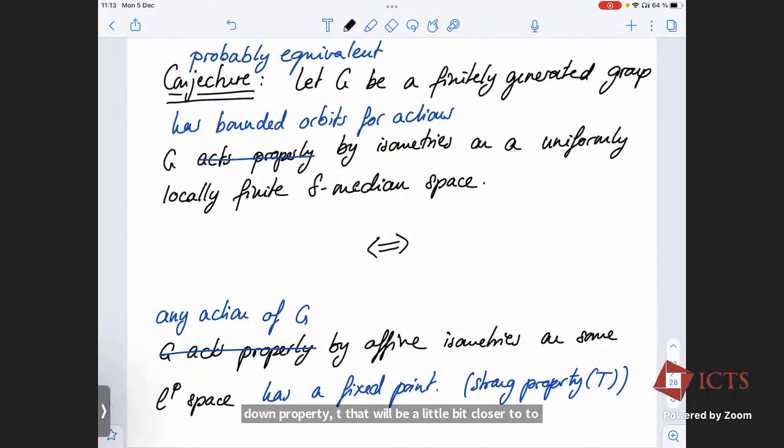So you have a finitely generated group, and it won't admit any action on a uniformly locally finite delta median space, so it has bounded orbits for any action, if and only if it can't act on any LP spaces. So that's some kind of a strong property T. Property T can be thought of as any action on a Hilbert space has a fixed point. And here it's a stronger version where we say that any action on some LP space has a fixed point.